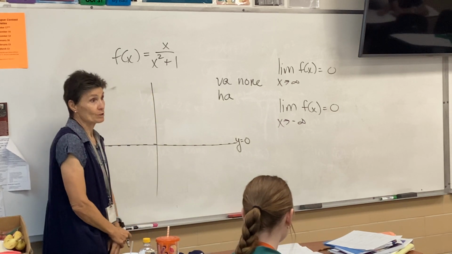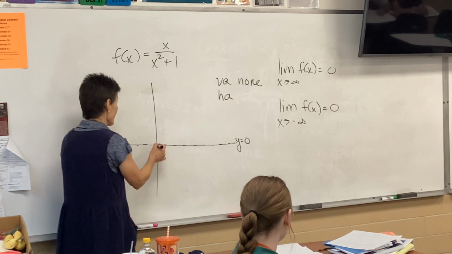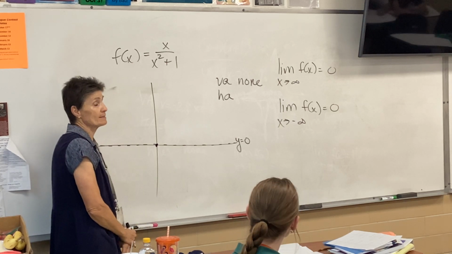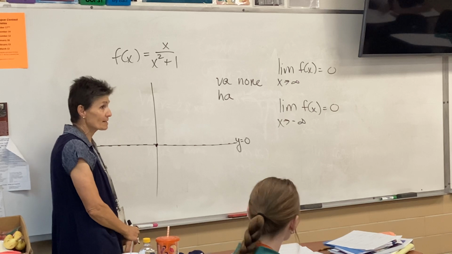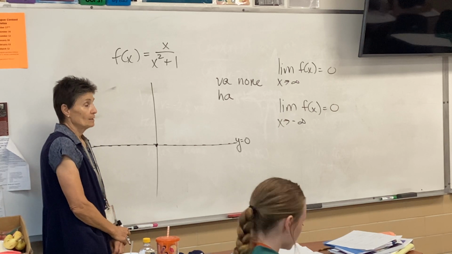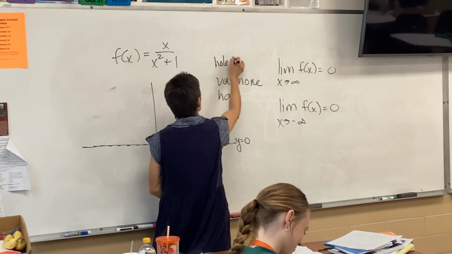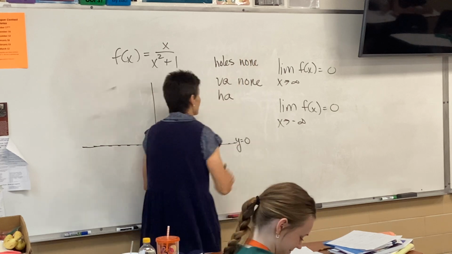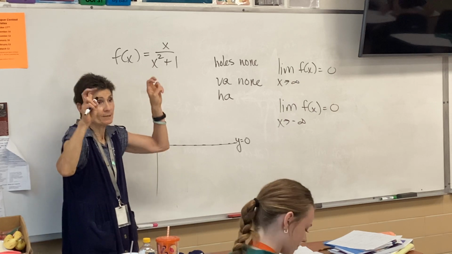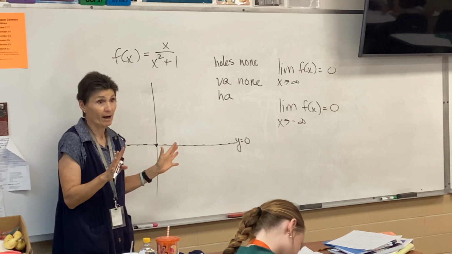Do I have any zeros? Oh, I do. Throw in 0. Isn't it right here? Isn't that my 0? Yeah. And that point is both my x-intercept and my y-intercept. Alright, do I have any holes? No. Okay. So, in terms of important stuff, it's all here. It's not much, but it's all I got, right?